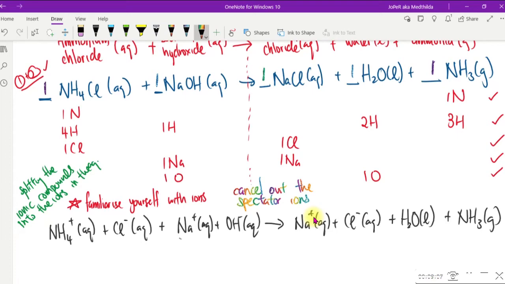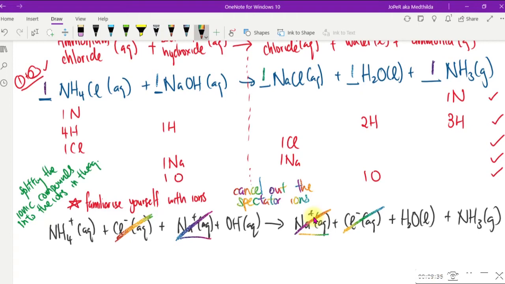What do I mean? Look at the sodium ion. Before, it's Na plus aqueous. After, it's also still Na plus aqueous. There's no change in the sodium ion. So in this whole equation, they are just like spectators. They just look at the reaction, but they don't really get involved in it. So cancel this out. Chloride is another one, I'm going to cancel out.